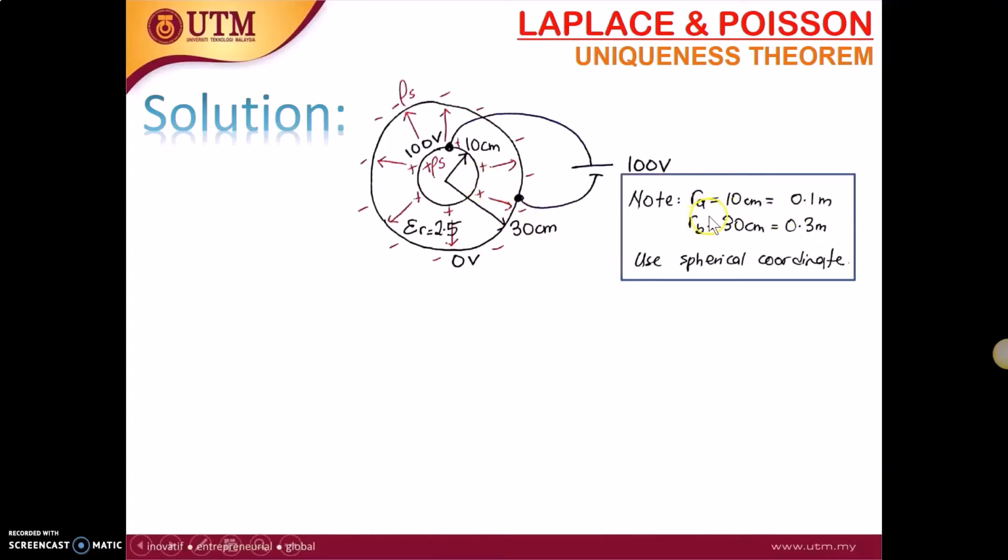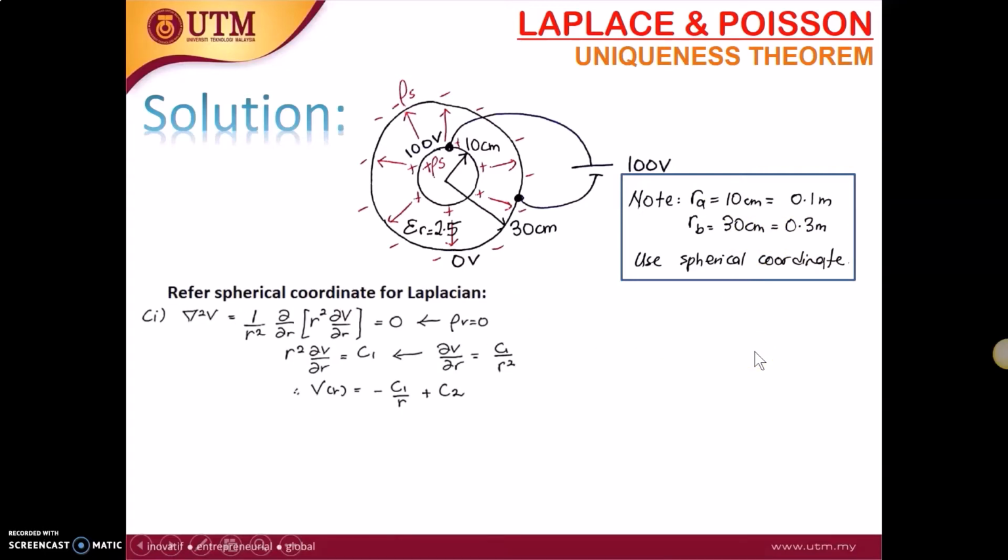So we set RA to be 10 cm equal to 0.1 meter, RB equal to 30 cm equal to 0.3 meters. And we use the spherical coordinate. Refer to the spherical coordinate for the Laplacian. We take only the variable R because our capacitor changes with R. So we have to solve this part. When you solve this part, we got V(R) equal to negative C1 over R plus C2. And we have to find out what the variables C1 and C2 are.